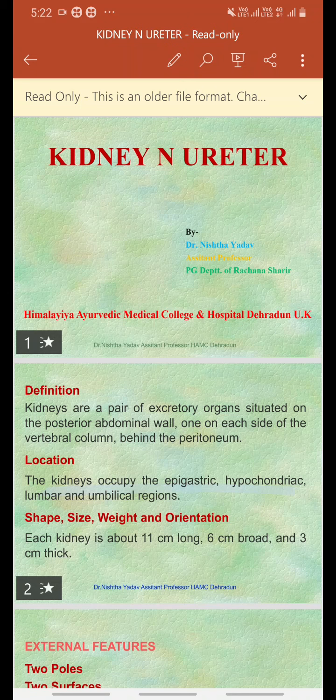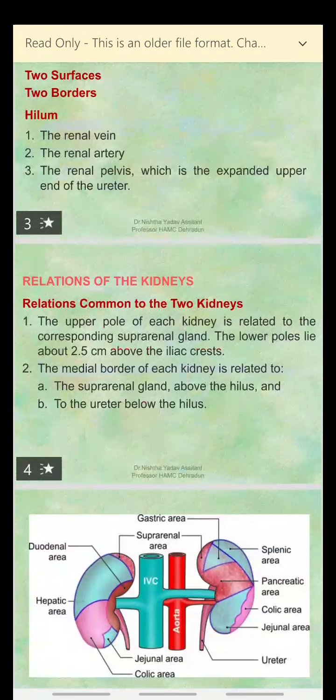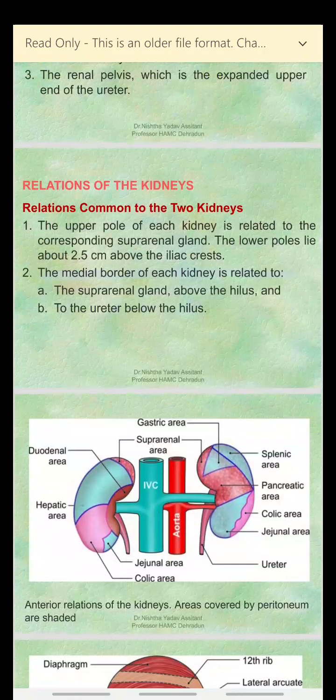The right kidney is slightly lower. You can see here the right kidney is slightly lower and the left kidney is slightly higher, because above the right kidney there is the liver.